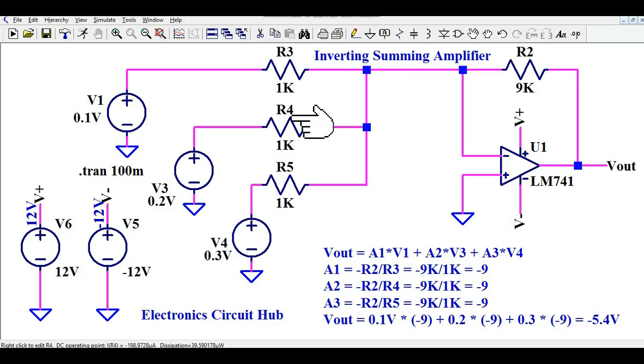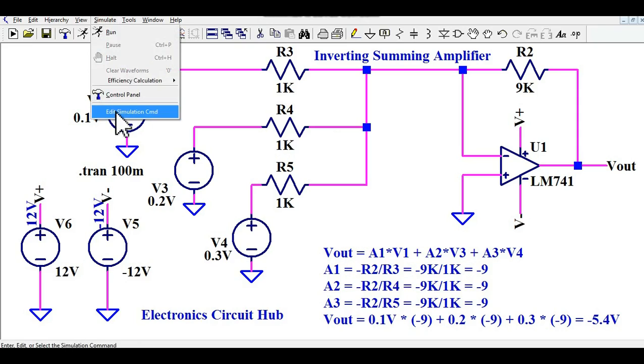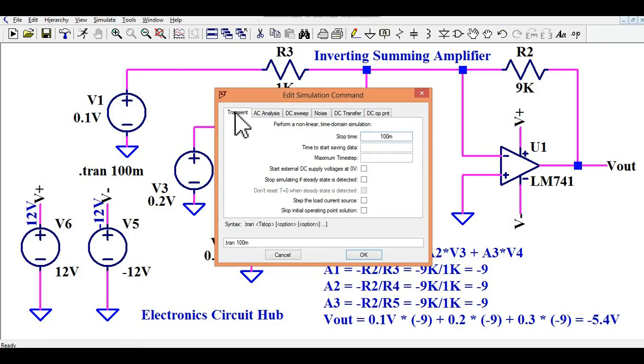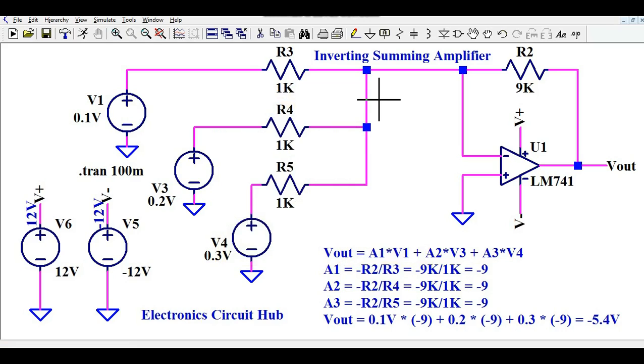Now let me run the simulation transient analysis and let me show you the different voltages. To run the transient analysis, you have to go to simulate, then edit simulation command. You can see here the transient I have selected and the stop time is 100 milliseconds. So let's go with this only. Okay, let me click and show you the voltages at different nodes.